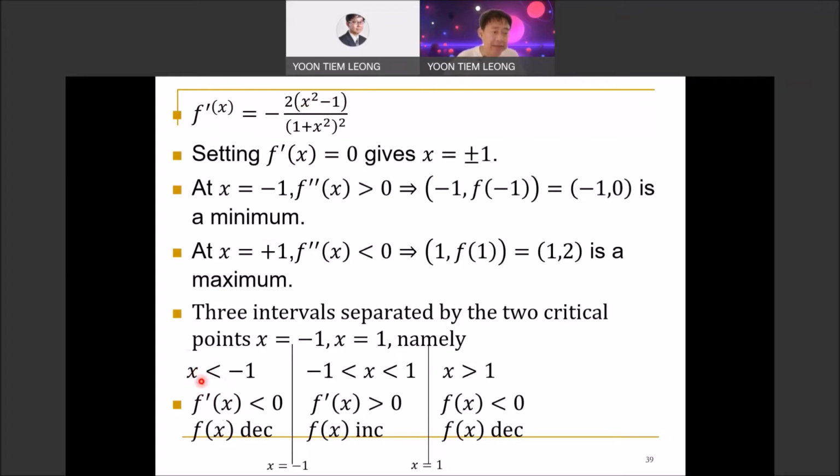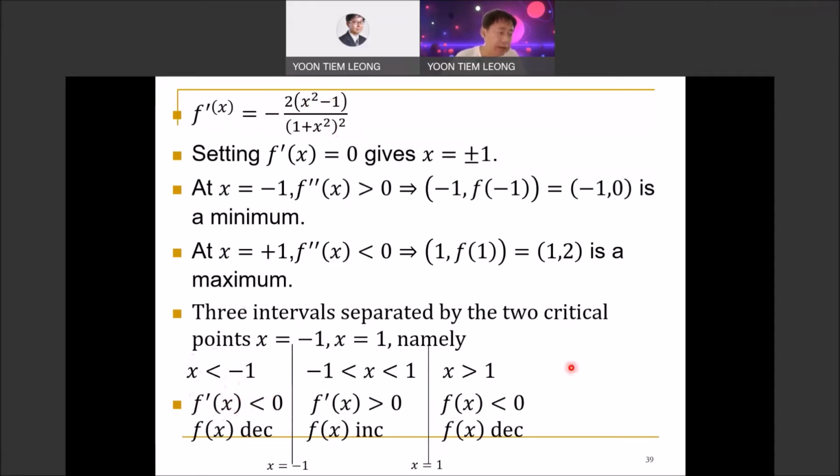For example, if x is say -2, then this will be -2 squared or -1.5 squared. It will always be larger than 1. Therefore, this factor of x squared minus 1 will always be positive, and this is always positive. Therefore, f prime will always be negative because of the combination of this negative factor and the positive factors in f prime. Therefore, you conclude that for x less than -1, the function is decreasing.